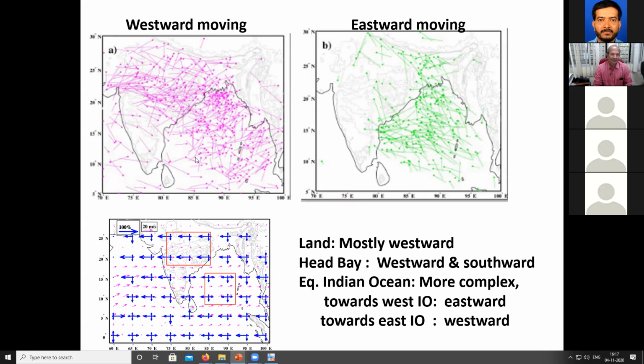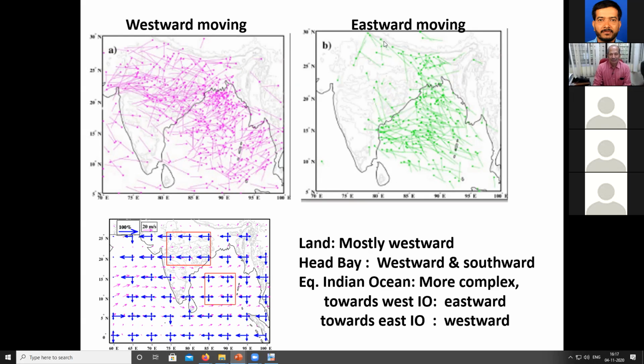For example, if you take a month and identify westward moving systems, meaning in the mean they move to the west, or eastward moving, and plot them, then wherever you see this filled circle, that is the starting point and this is the end point. That's the mean direction, that's how one individual cloud system has moved.